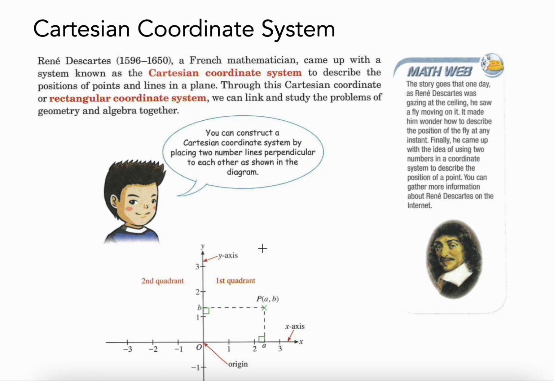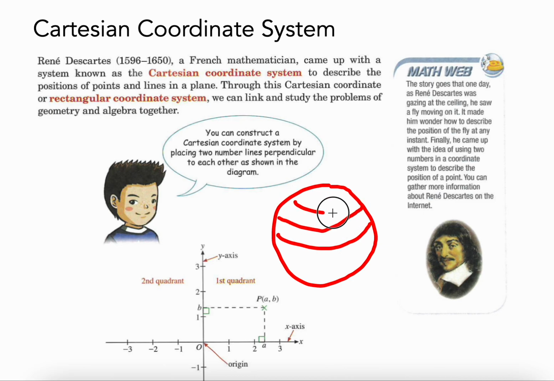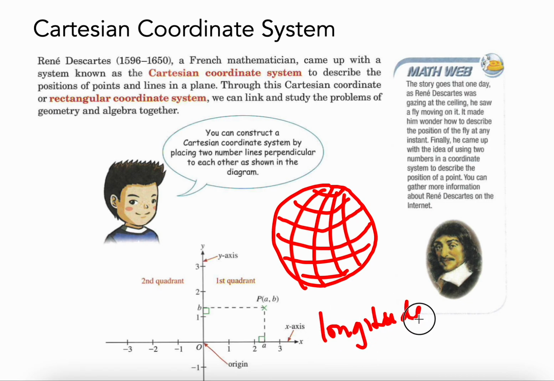Those of you who are familiar with the game Battleship, it kind of follows the same idea where you're talking about a ship or an object's location going up and down and also left to right. If you're talking about the location of, let's say, a country on the globe on Earth, we also use something like the Cartesian coordinate system, except it's called longitude and latitude, which also employs an object's location going up and down and also left to right, or north, south, east, and west.